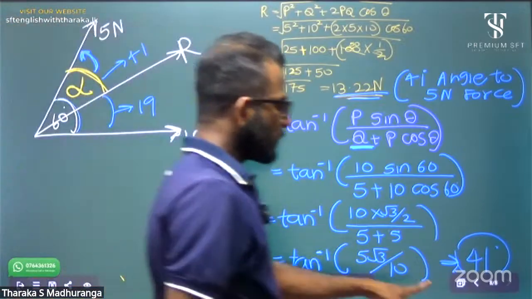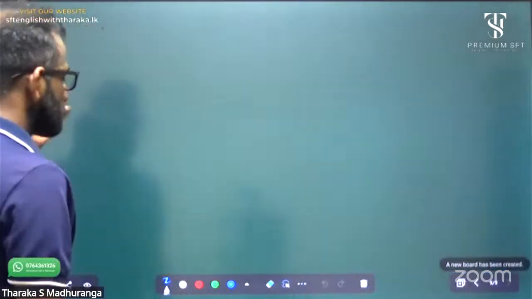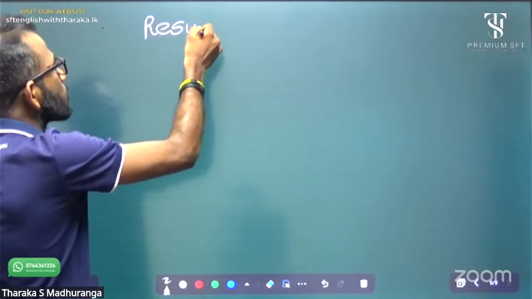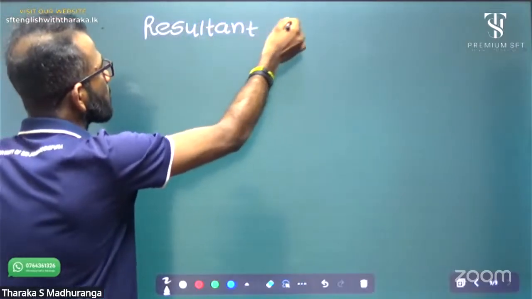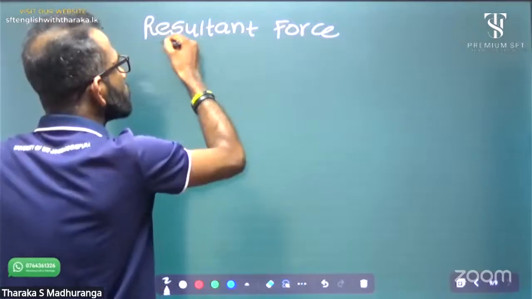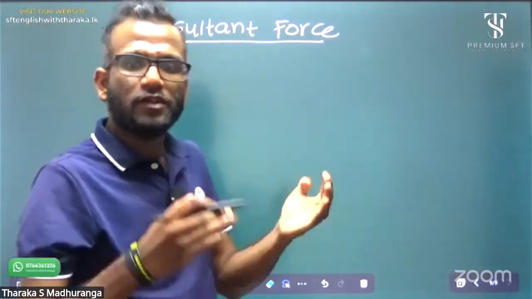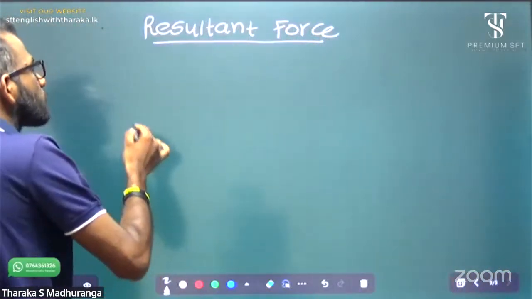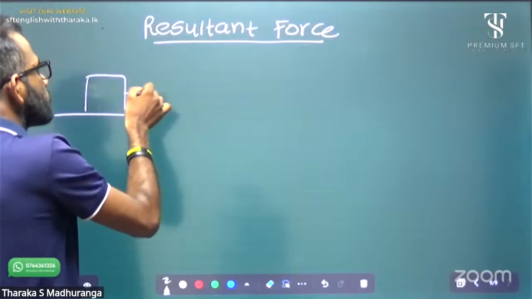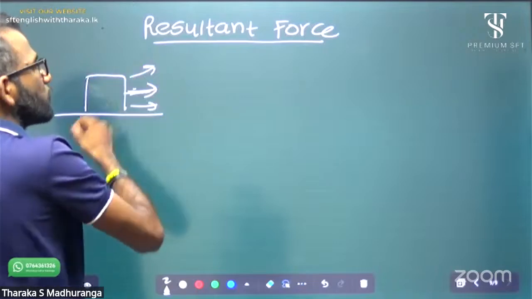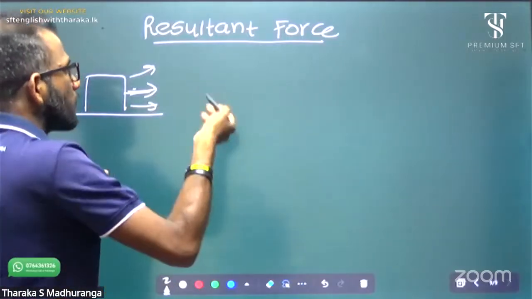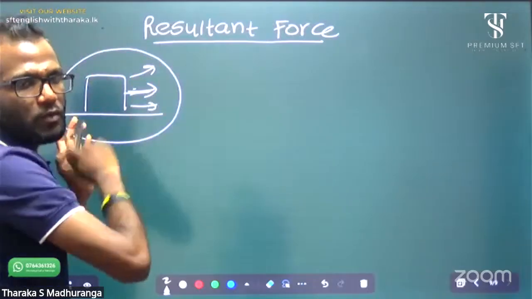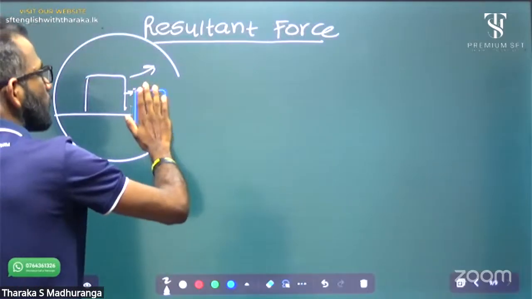Okay, let's summarize today's lesson. The resultant force lesson. Okay, this is the summary of the resultant force. What's the meaning of the resultant force? A single force instead of a force system. And the force system means more than one force acting on the same object. A single force instead of all this force system we call a resultant force. That's the resultant force definition.